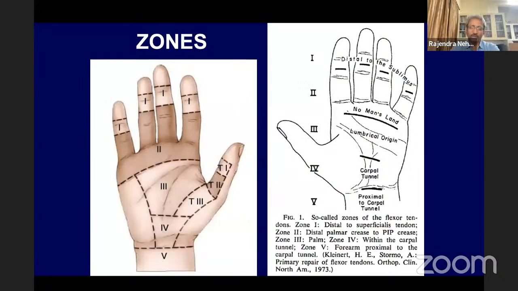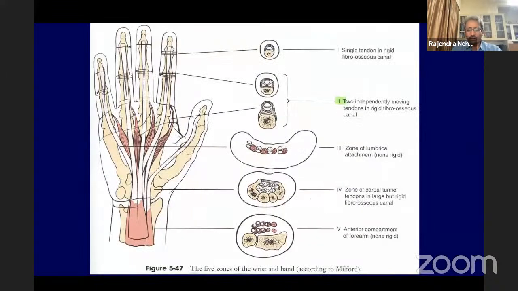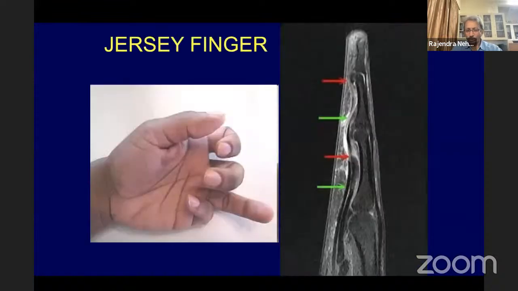These are the zones of the flexor tendon. I will not describe them because they are available in the literature. I will straight away go to zone 1 injuries. Zone 1 flexor tendon injury is also called Jersey finger, because the commonest mechanism is when the patient is removing a jersey, the finger gets caught in it and there is an avulsion of the flexor tendon from the distal phalanx.